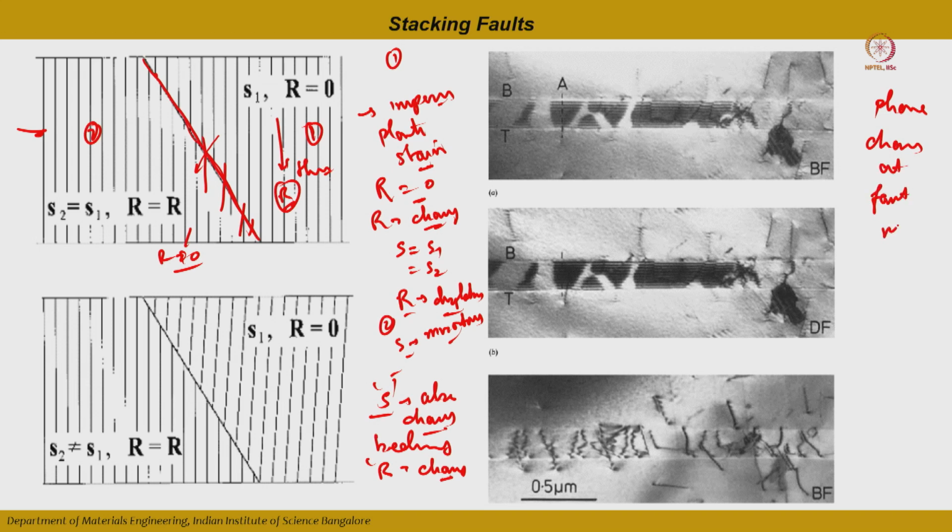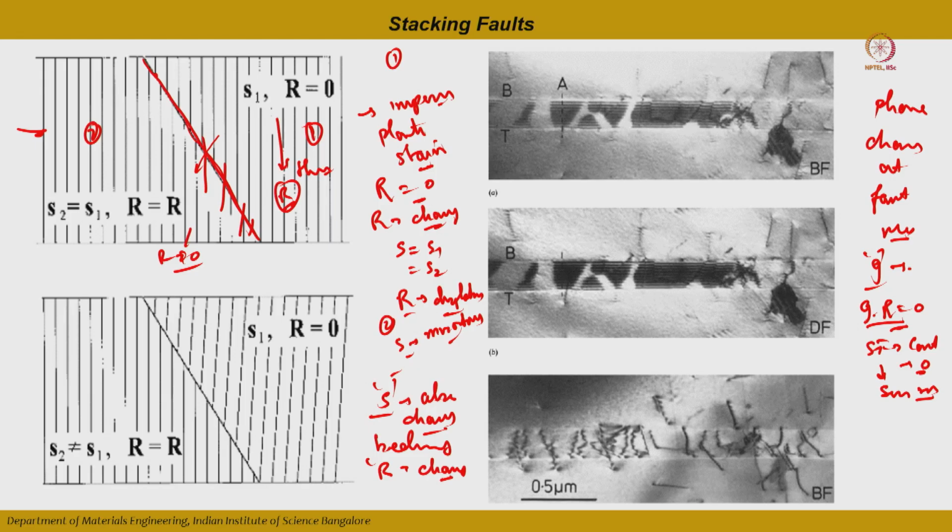Okay. So, it depends upon the vector which is used for the imaging. If your G dot R is equal to 0, then the stacking fault contrast will be nullified, or will be 0. It means that if G dot R equals 0, your stacking fault will appear as a single crystal, and there is no contrast in the image.